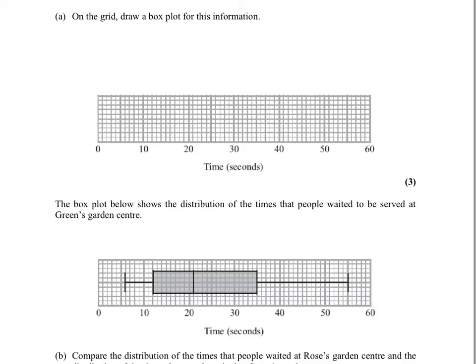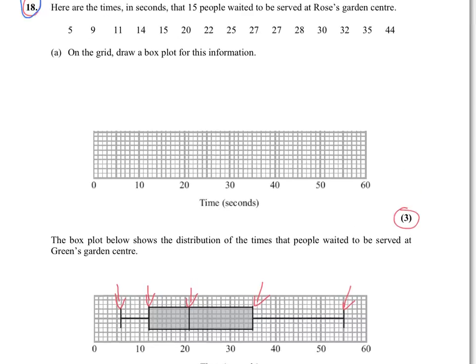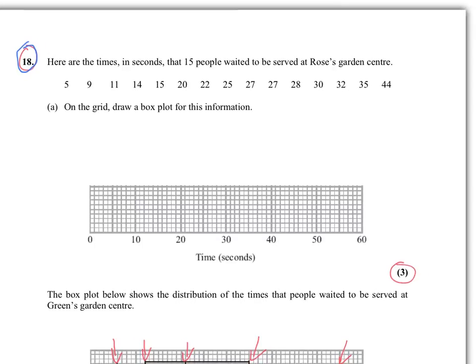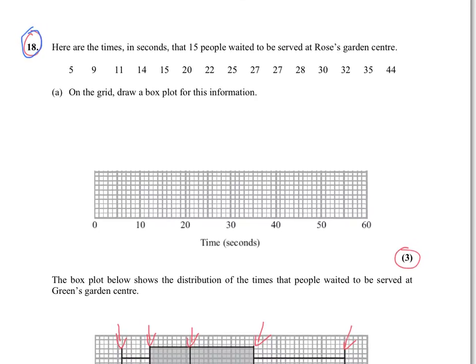And if you remember, this here is the lowest value, this here is the highest value, this is the lower quartile, the median, and the upper quartile. Now there's 3 marks, so even if you can't remember about lower quartiles and upper quartiles, you will get 2 marks out of 3 if you get the highest value, the lowest value, and the median plotted properly. So the lowest value is 5 and the highest value is 44.